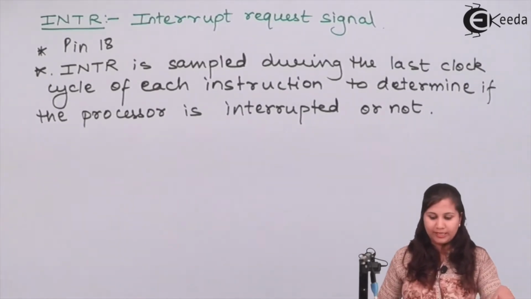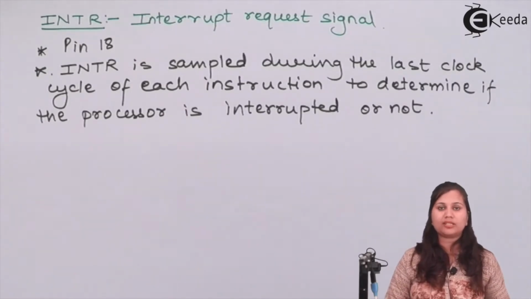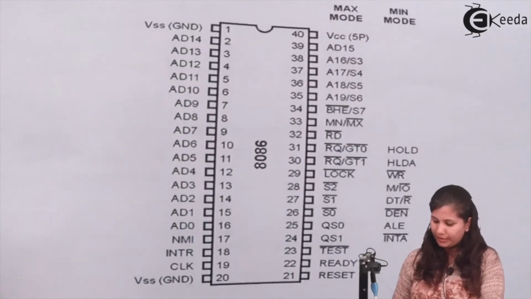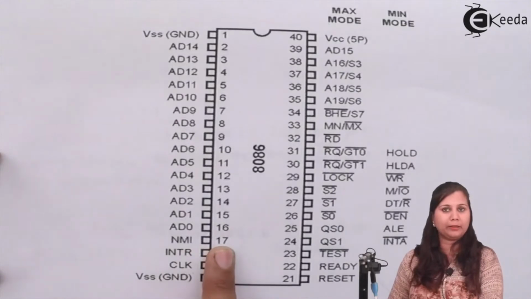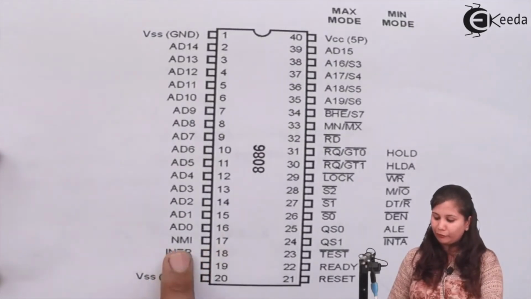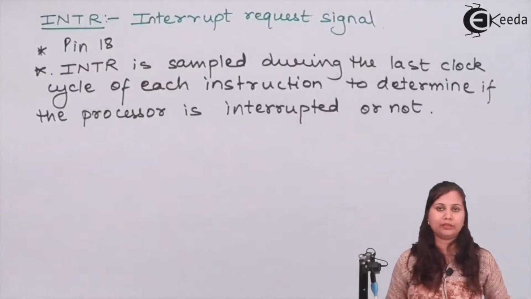Next we have NMI, which is the non-maskable interrupt. NMI is available at pin number 17, and the full form of this is non-maskable interrupt.